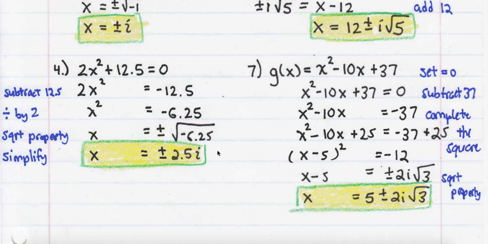Number 4, the first step is to subtract 12.5 from both sides, and then to divide by 2. So we get x squared equals -6.25. Using the square root property, we get plus or minus the square root of -6.25. Now that's going to have an i in it because the negative is inside the square root. And it turns out that 6.25 has a nice square root. So the final answer is x equals plus or minus 2.5i.